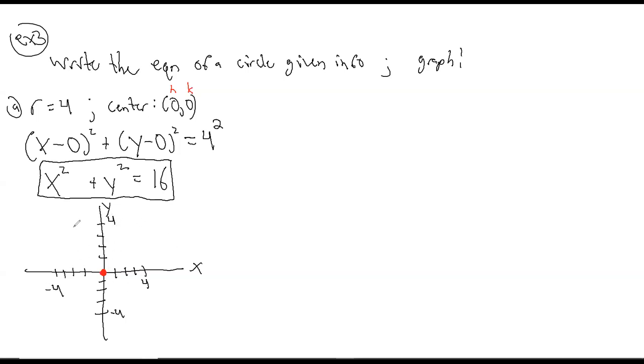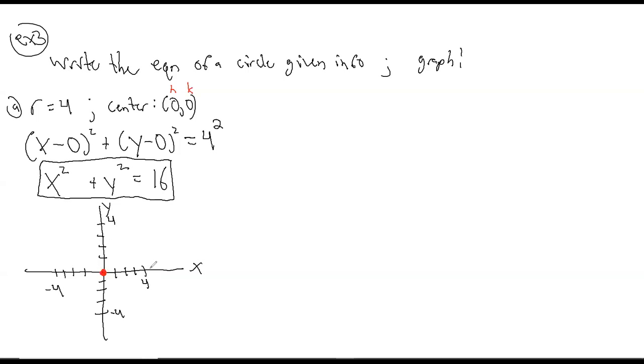Now, to draw a circle, I like to make points on what I call the cross of this. I go left, right, up, and down based on the radius to find out where we're supposed to be. It's pretty easy to tell where we're going to be for this problem because we're centered at the origin. Spoilers for the rest of the problems, that's not going to happen again.